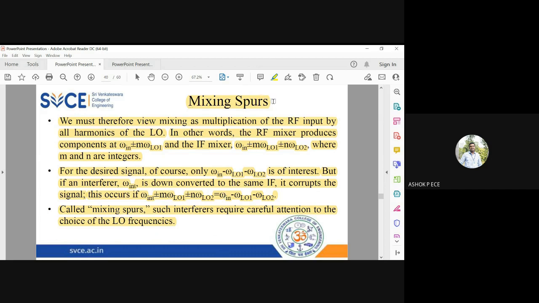So a mixing spur arises because of the non-linearity of my mixer, and I can represent the LO as an infinite Fourier series. It will have all harmonics of LO1 and LO2. One such frequency omega INT, which is going to match with your input signal, is called a mixing spur. The image you can reject, because it occurs at a frequency far away from your actual signal. But this is going to occur exactly at your message frequency itself. So this is very, very difficult to remove or control.